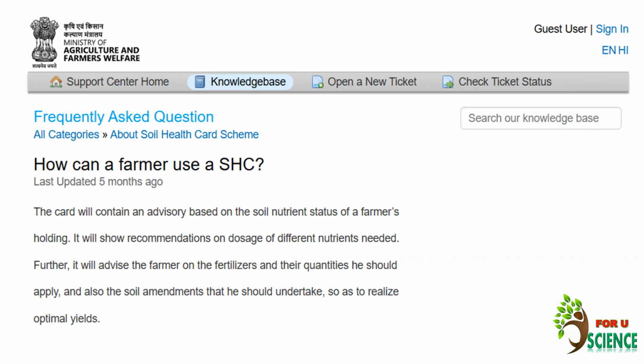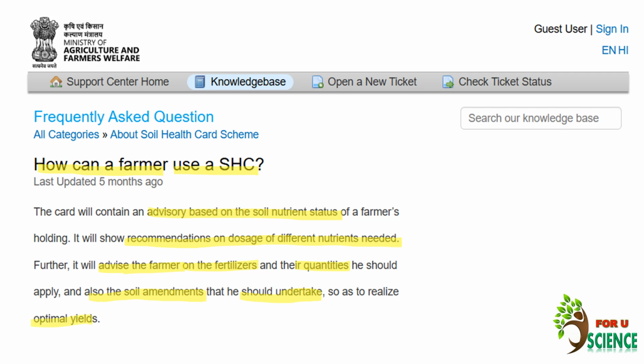Now the last question: how can a farmer use a soil health card? How will they get the benefit? The card will contain advisories based on the soil nutrient status. That means there will be recommendations on the doses of different nutrients needed. Further, it will advise the farmer on the fertilizers and the quantities he should apply, and also the soil amendments he should undertake so as to realize the optimum yield.